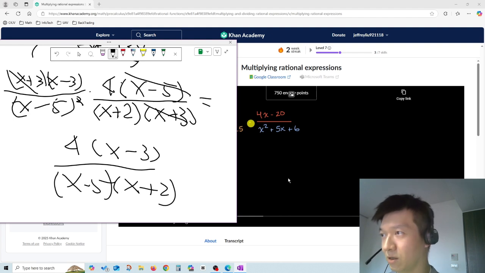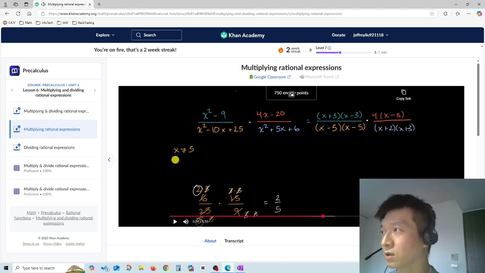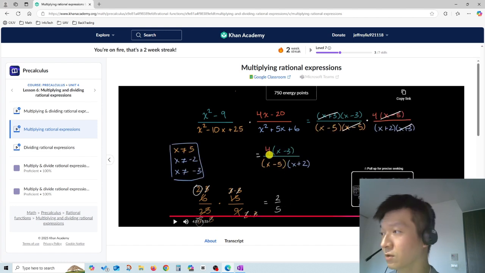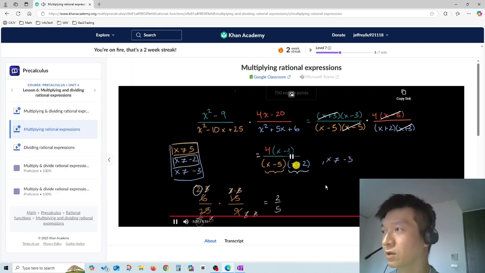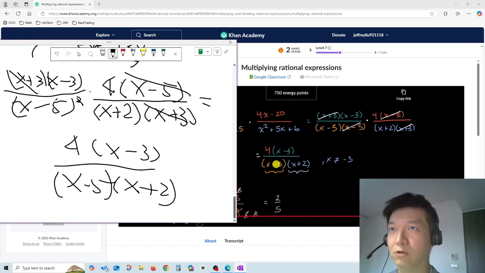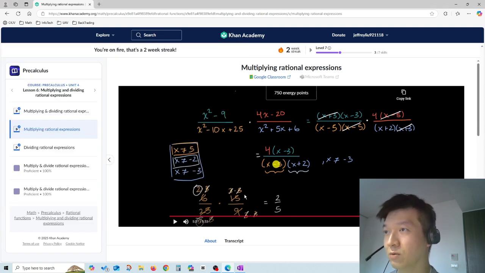Of course, you can expand this, but if it's not required in the test, then don't bother, right? Okay, that will be our answer here, right? Okay, why couldn't it be minus 3? So you have to look at your original graph here. So the domain cannot be what?